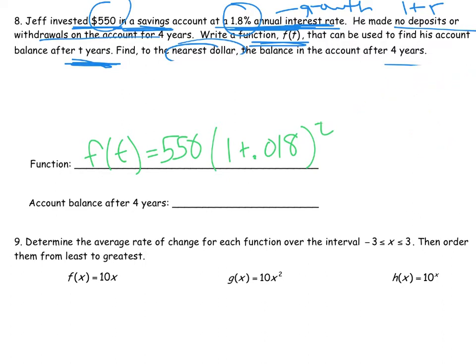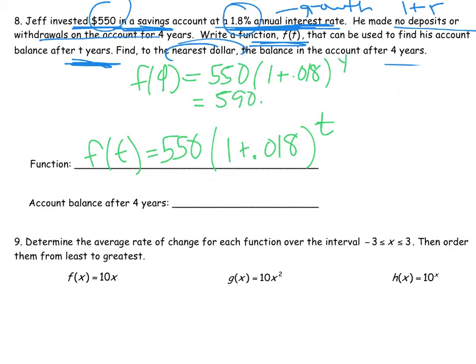Okay, so now we got to do this after 4 years. So all you guys are going to do is plug in t to be 4. So you'll have f of 4 equals 550 times 1 plus 0.018 raised to the 4th. And when you put this in your calculator, you end up getting $590.68, and it asks you to round to the nearest dollar. So that will be $591.